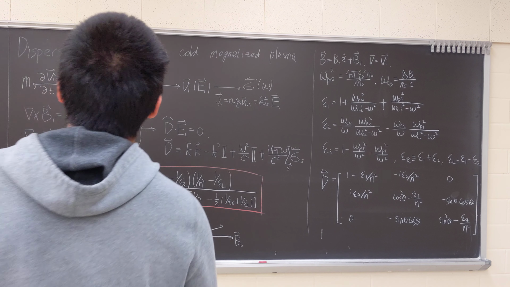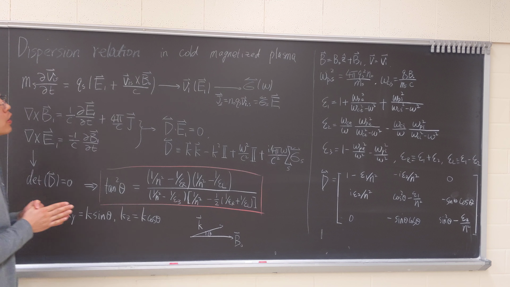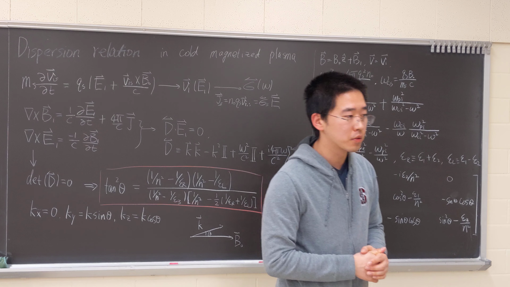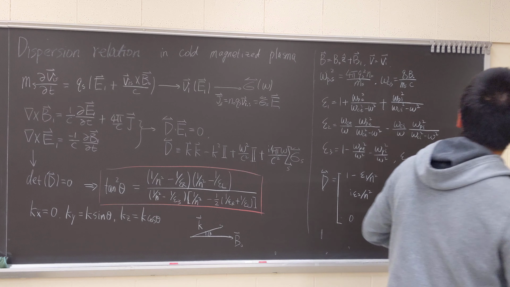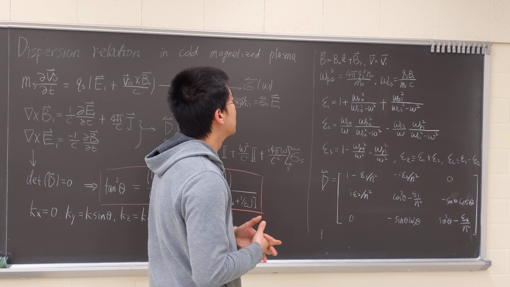Okay, I will talk about the dispersion relations in the cold magnetized plasma. Cold, I mean the V doesn't have zeroth order, it only has first order. B has zeroth order. It's magnetized.